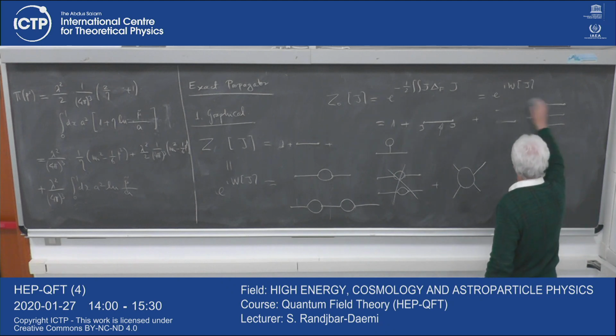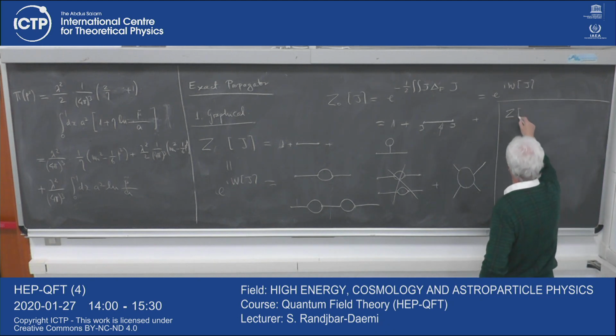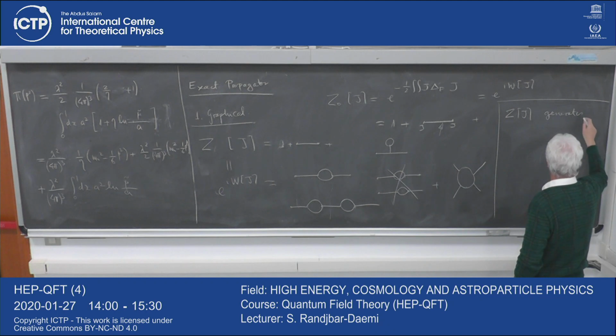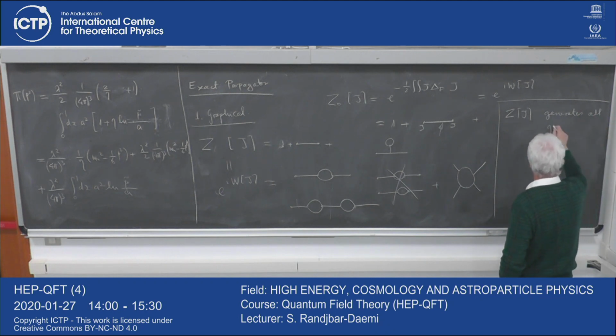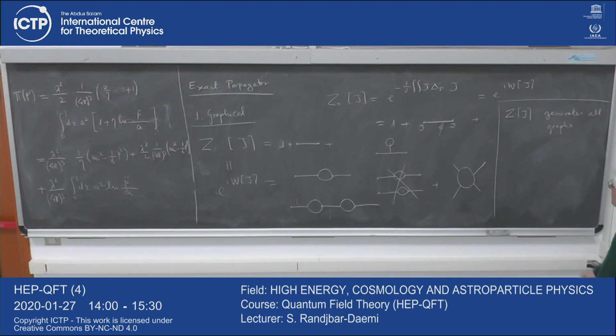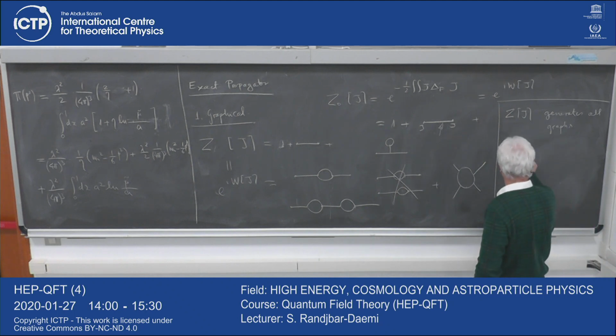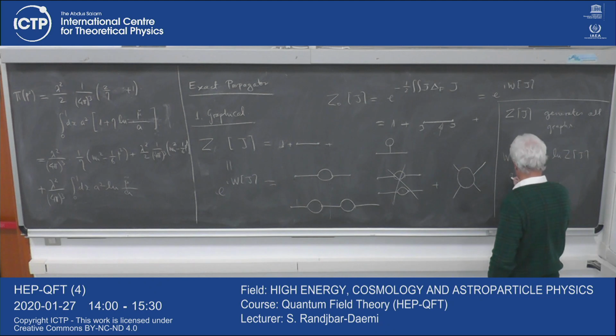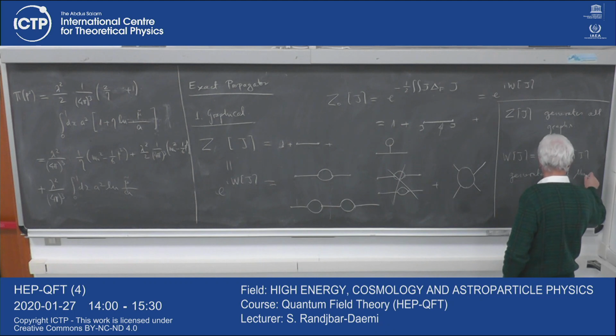So let me just summarize what we are doing here in order not to forget. So Z generates all the graphs. By all, I mean all the graphs without the disconnected vacuum bubbles in it. W, which is 1 over i times logarithm of Z, generates all the connected graphs.